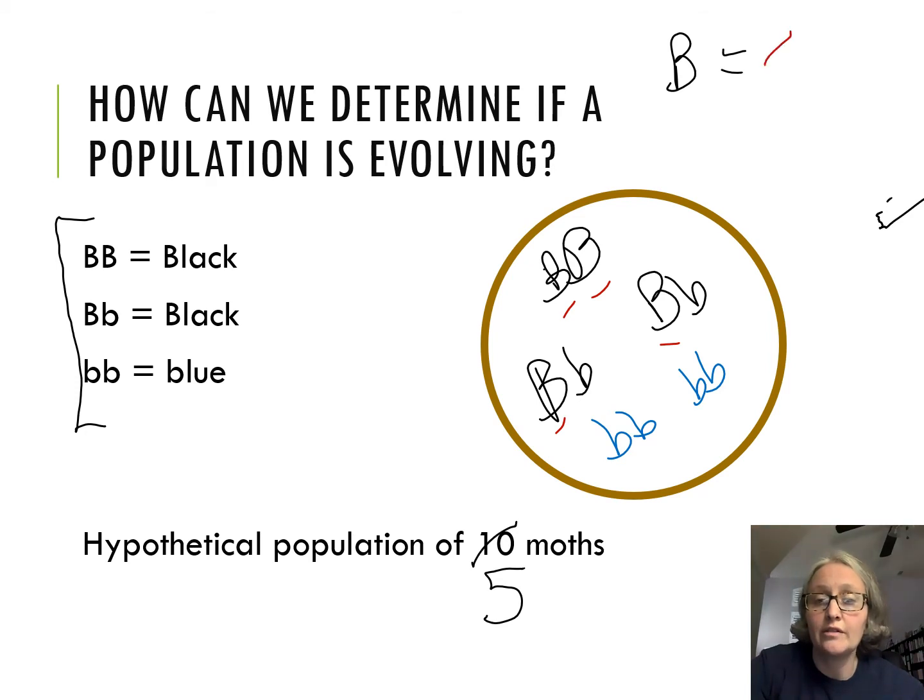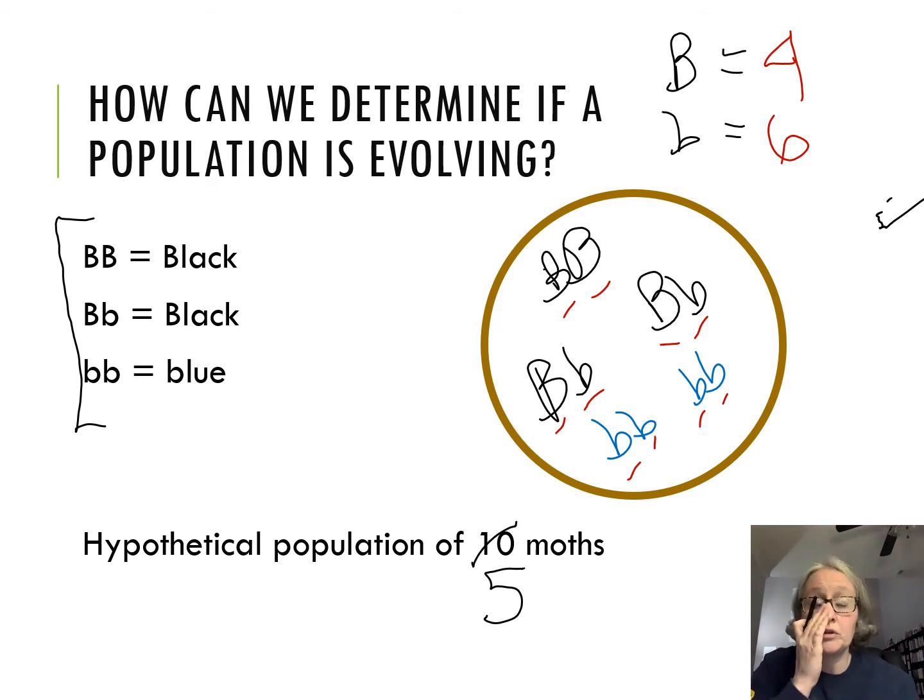I'll just keep track of that. We had 4 uppercase or letter B's. And then if I count up all of my little letter B's that I had, we'll keep track of this as well. We've got 1, 2, 3, 4, 5, 6. So let's keep track of that as we go to this next page.